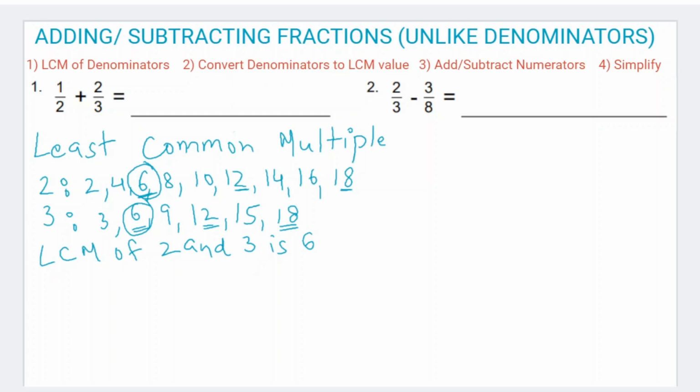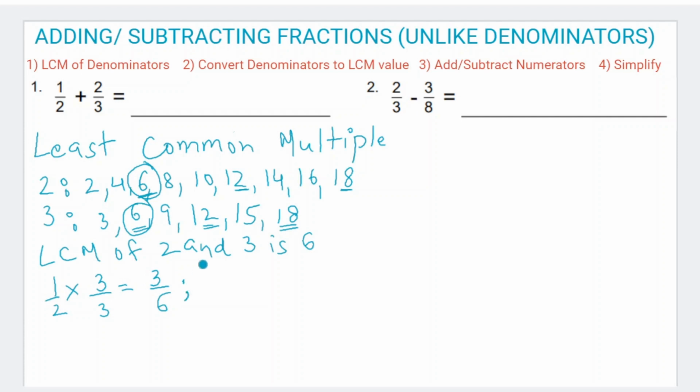How do I do that? My given fraction is 1 over 2. I need to make this a denominator of 6. To do that, I need to multiply 2 by 3. 2 times 3 is 6. Whatever I do with the denominator, I have to do the same with the numerator. So 1 times 3 would be 3.